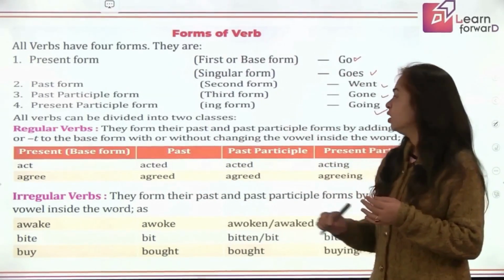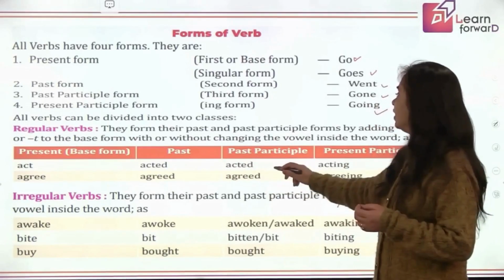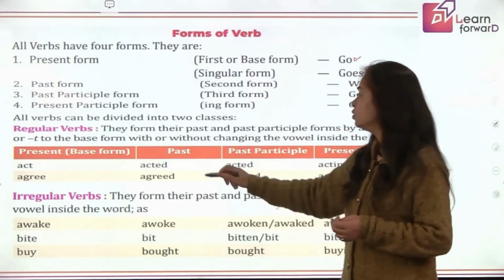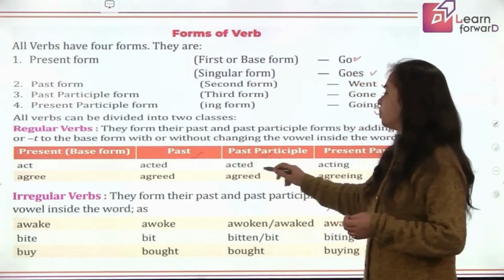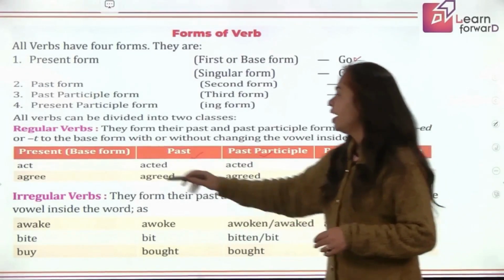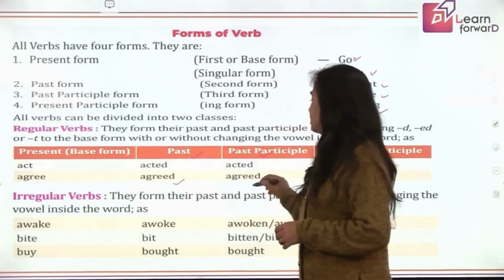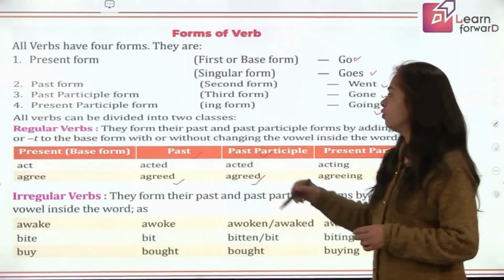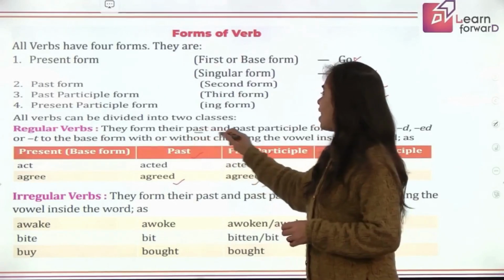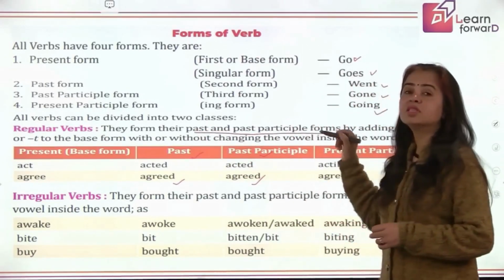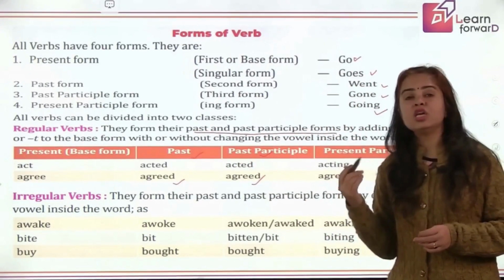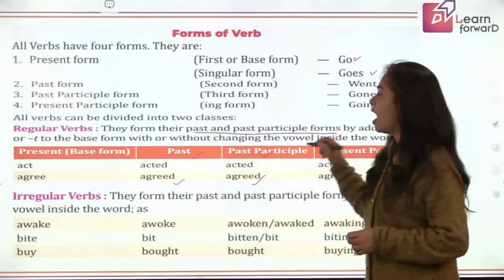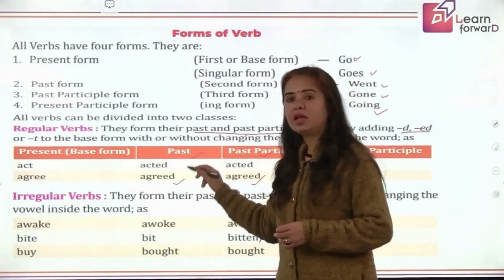What are regular verbs? The verbs that have the same form, like act, acted, acted. So what do you see? The past and the past participle are the same here. Agree, agreed, agreed. So again, you have the same past and past participle form. So they form their past and past participle forms just by adding d or ed, right? So such verbs are called the regular verbs.